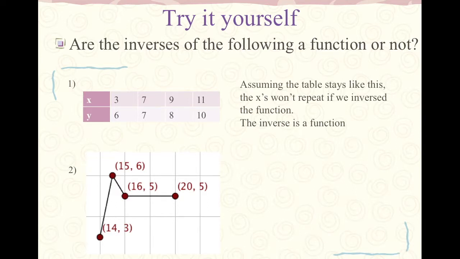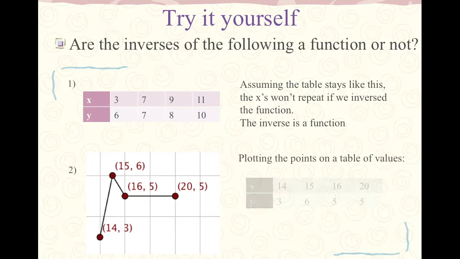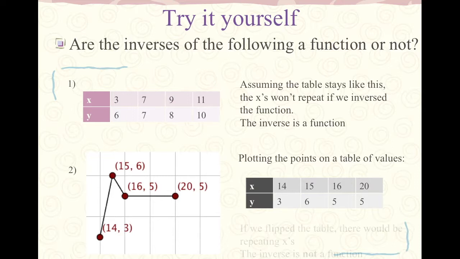If we assume that the table stays like this, the x's won't repeat. If we inverse the function, the inverse therefore is a function. But in the second case, can we check it out, the vertical line test? If we plot the points on a table of values, you have 14, 3, 15, 6, 16, 5, 25. So if we were to flip these, this is the original, right? If we were to flip these, you'll notice that the 5s would repeat in the x boxes, and so therefore it is not a function.